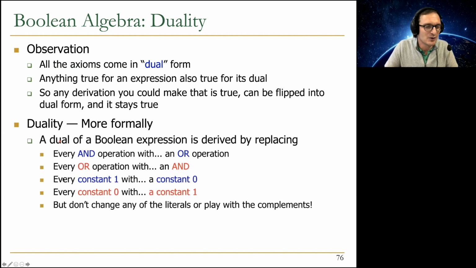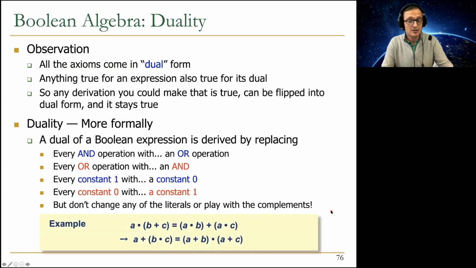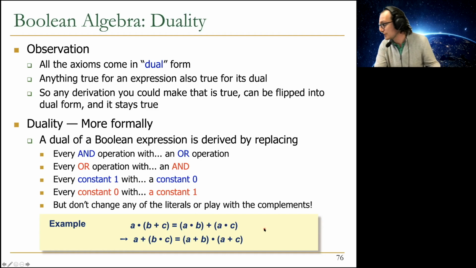Well, okay, before the example, a dual of a Boolean expression is derived by replacing every AND operation with an OR operation, every OR operation with an AND operation, every constant 1 with a constant 0, every constant 0 with a constant 1. But you don't change any of the literals or play with the complements, as we will see. So basically, you have A and B or C distributed like this. If you want to take the dual of this, you change the OR to AND and AND to OR. And then if you have a constant 1, you change to constant 0. You have a constant 0, constant 1, but you don't have those over here. So it works over here. It works over here, right? So you can test it for yourself, basically.